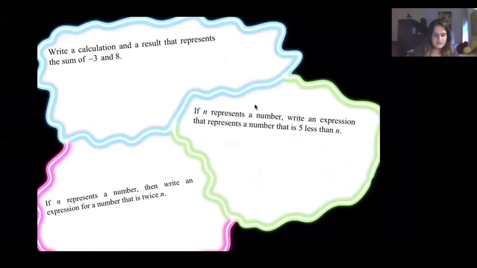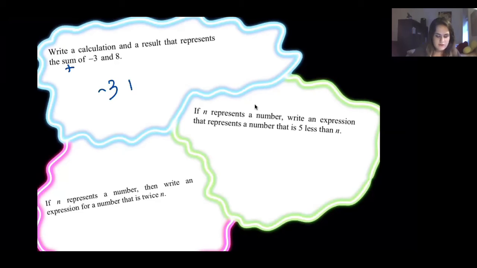All right, so I'm going to do a couple of small questions with you, and this will help you with the final question. So for our blue one here, write a calculation and a result that represents the sum of negative 3 and 8. What operation goes with sum? You said addition. You're correct. So whenever I see sum, I'm thinking plus.